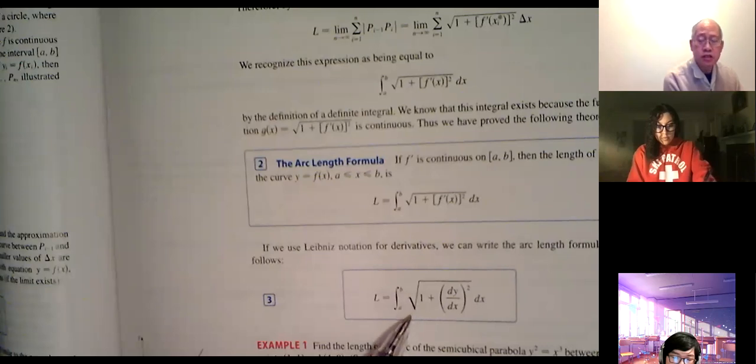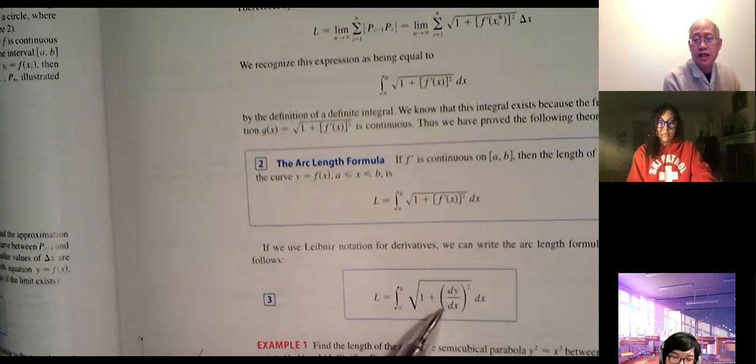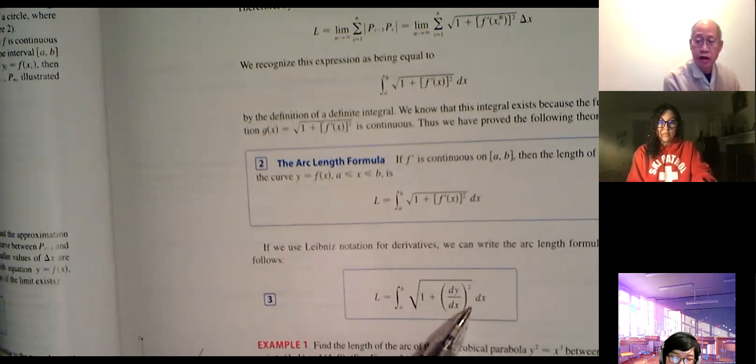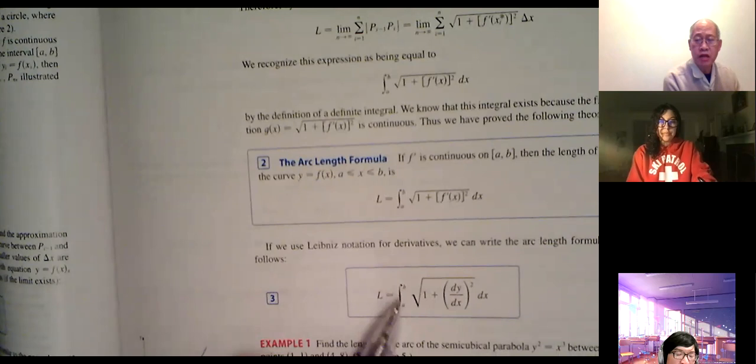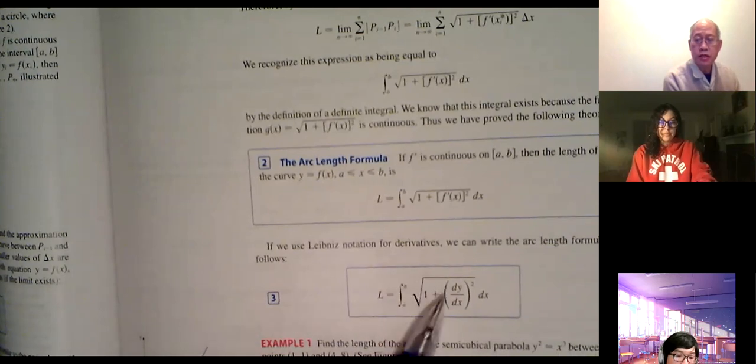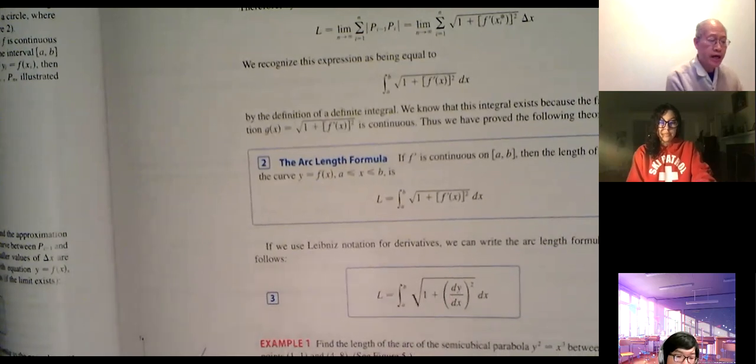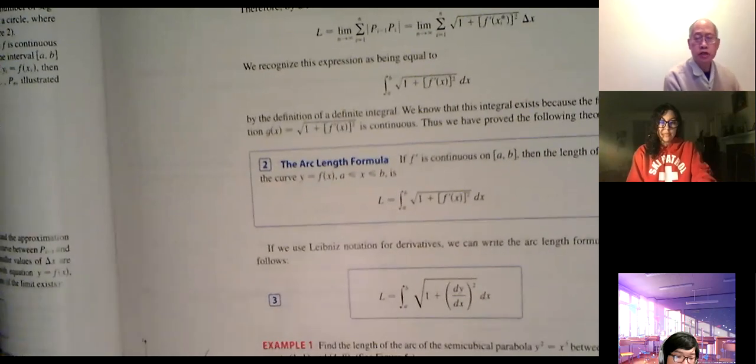Suppose you have x as a function of y, it's probably not that hard to figure out how that would change. Instead of dy dx, can you guess what it would be? It'd be dx dy. And then this would be a dy also. Okay, so there's two variations of the formula. Arc length is integral from a to b of square root of 1 plus dy dx squared dx. You can put that on your cheat sheet.